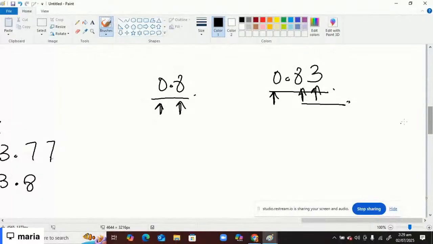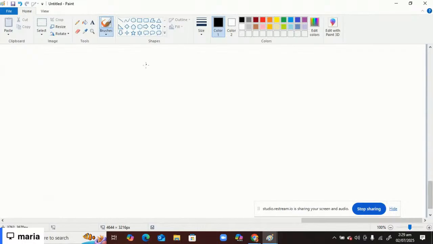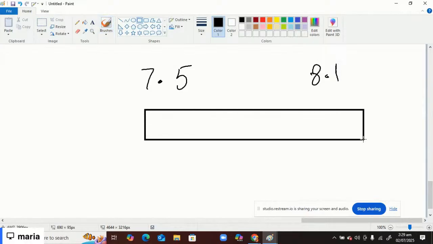Let's suppose I'm going to write it here, 7.5 and then 8.1. Here is the place value chart.